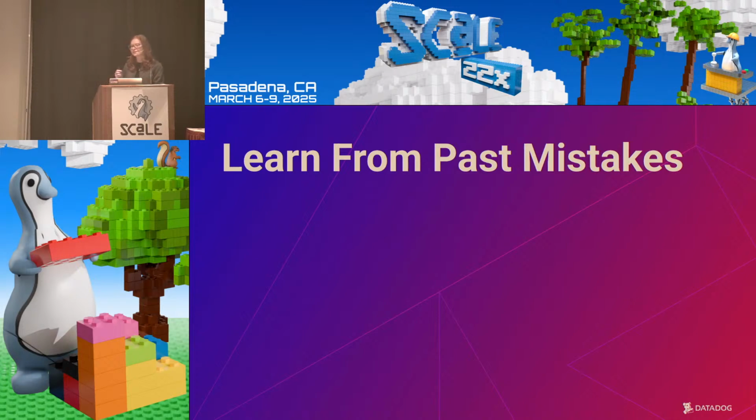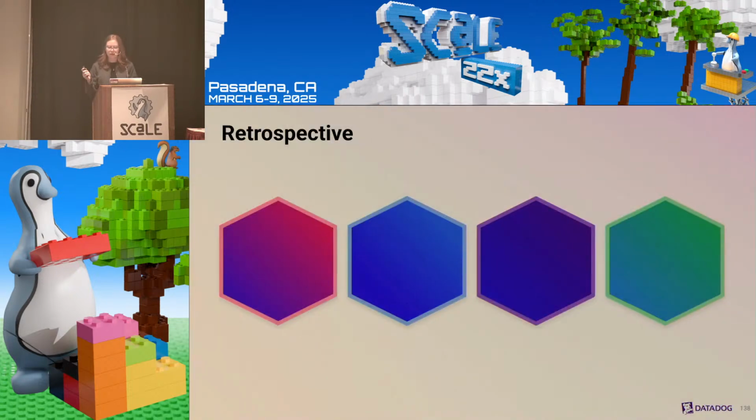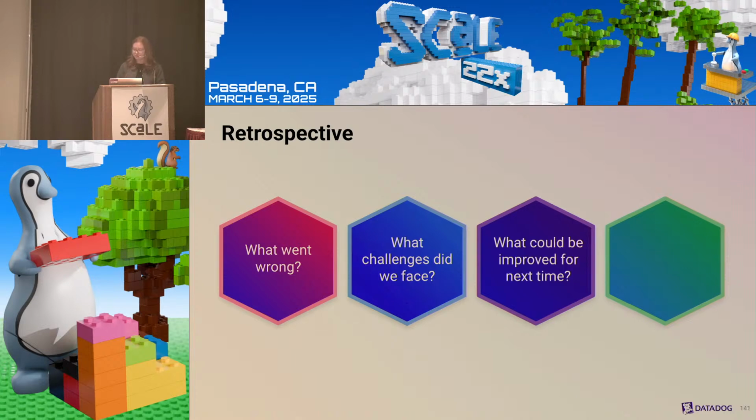And so we want to take the time to reflect on what went wrong. Why was something vulnerable? What was the breakdown in the process? And a lot of times in tech, this is called a retrospective or a retro. I'm sure many of y'all are familiar with this, so I'm not going to go too deep into it. But normally we ask 4 questions during a retro. What went wrong? What challenges did we face? What could be improved for next time? And what lessons did we learn?